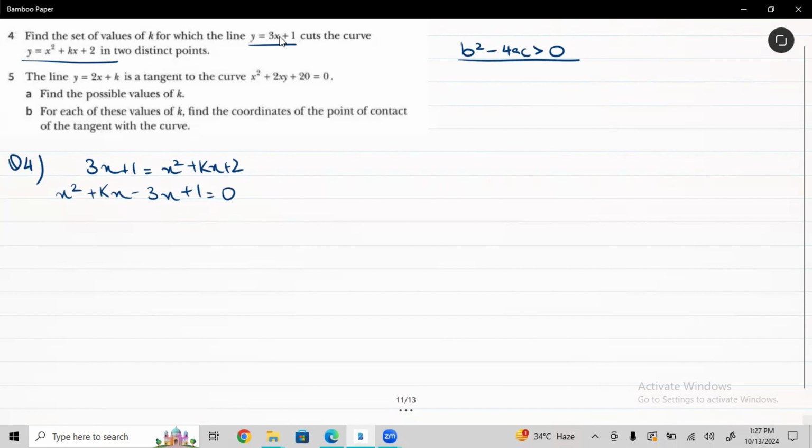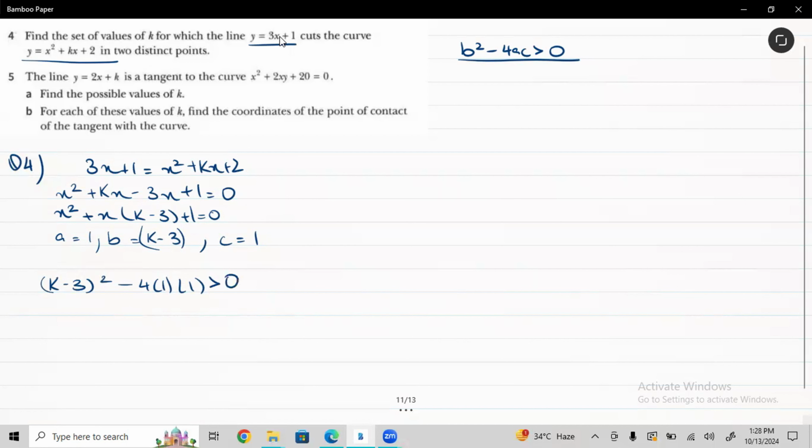Okay, so simplify this. Now I'm going to factorize the coefficient of x. So x squared plus x as the common factor, k minus 3, plus 1 is equal to 0. Again, identify the a, which is 1, b, which is k minus 3, and c, which is 1 itself. Now what we're going to do is k minus 3 whole squared minus 4 multiplied by a, which is 1, multiplied by c, which is 1 again. And we are going to say that this is greater than 0 because it's cutting at two distinct points.